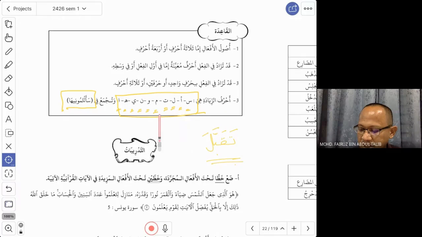So this is correct. These are the huruf ziyada. But this list is not only for this topic. It will include other topics as well. So relying only on this list is not useful for this topic. So how are you going to know whether it is mazid or mujarrad? Then we need to use another method.